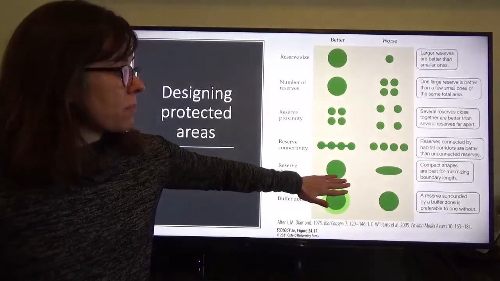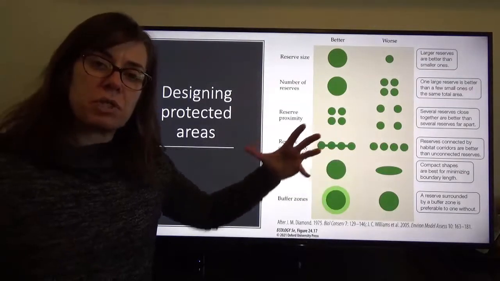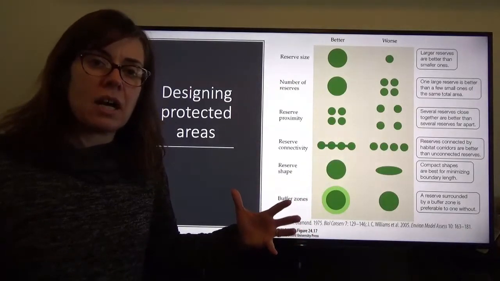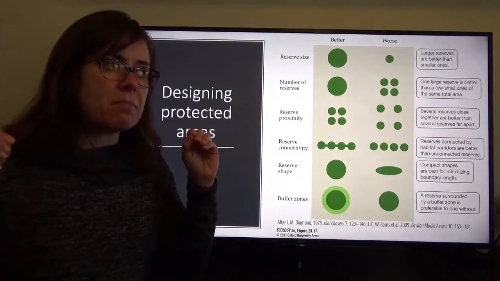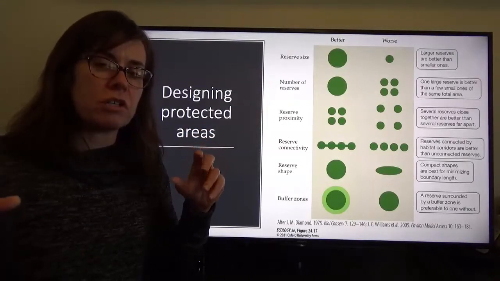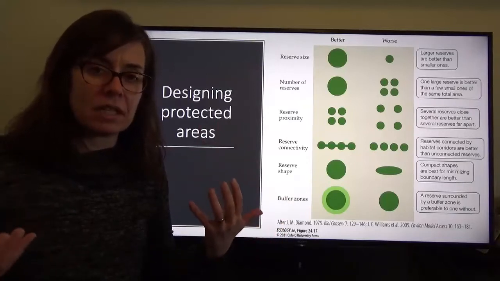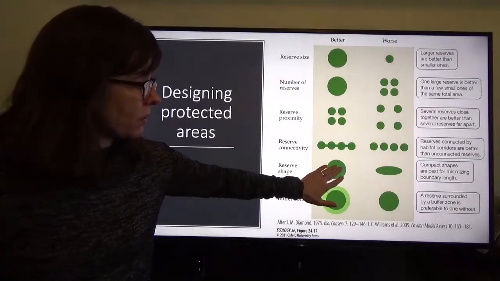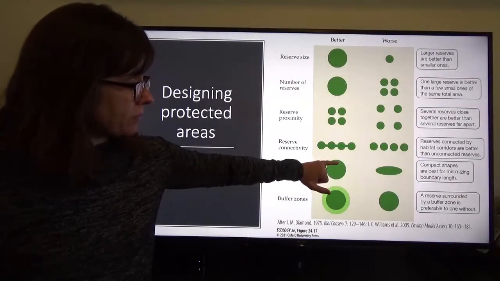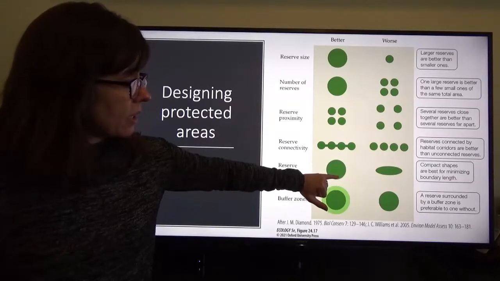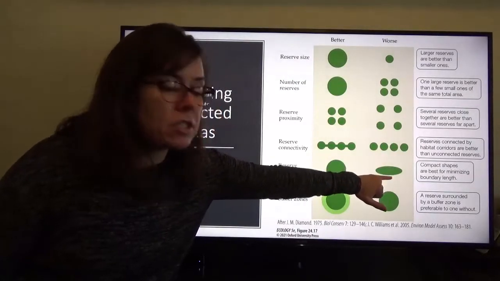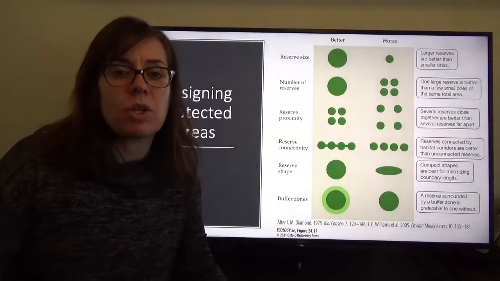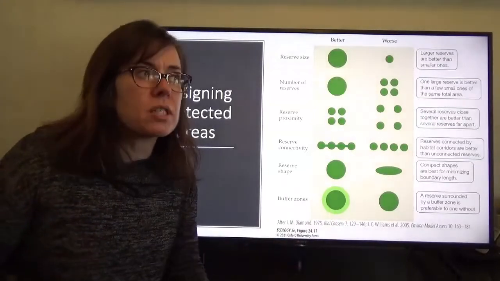Reserve shape. Compact shapes are best for minimizing boundary length. So what we want to do with reserves is reduce that edge area, right? The larger and more compact your reserve, the more it minimizes the edge to interior ratio. So you'll have more interior compared to edge, and those edge effects will be a lower proportion of the reserve. If you imagine edge effects that penetrate a quarter of the radius across this circle, when you think about this elongated shape, those edge effects are going to be most of that reserve.